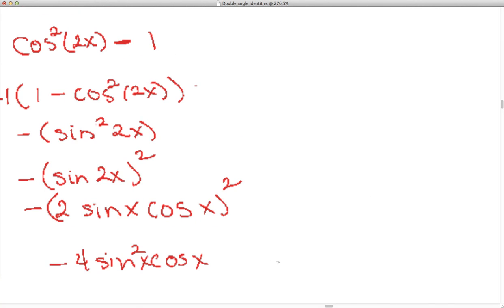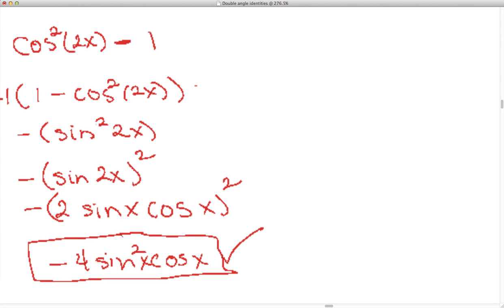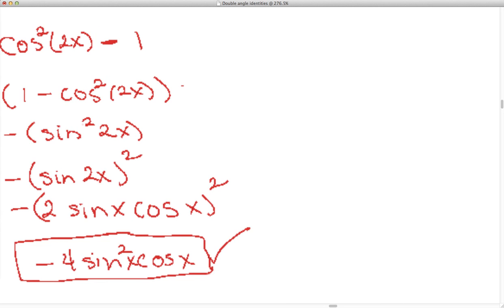Okay? So you can see that you can use more than just one identity to prove the identities. It doesn't necessarily always have to be just double angle or just sum and difference. You can use a lot of them in combination. The goal is to get one side to look like the other side. And the best way to get good at these is to do as many of them as you can.